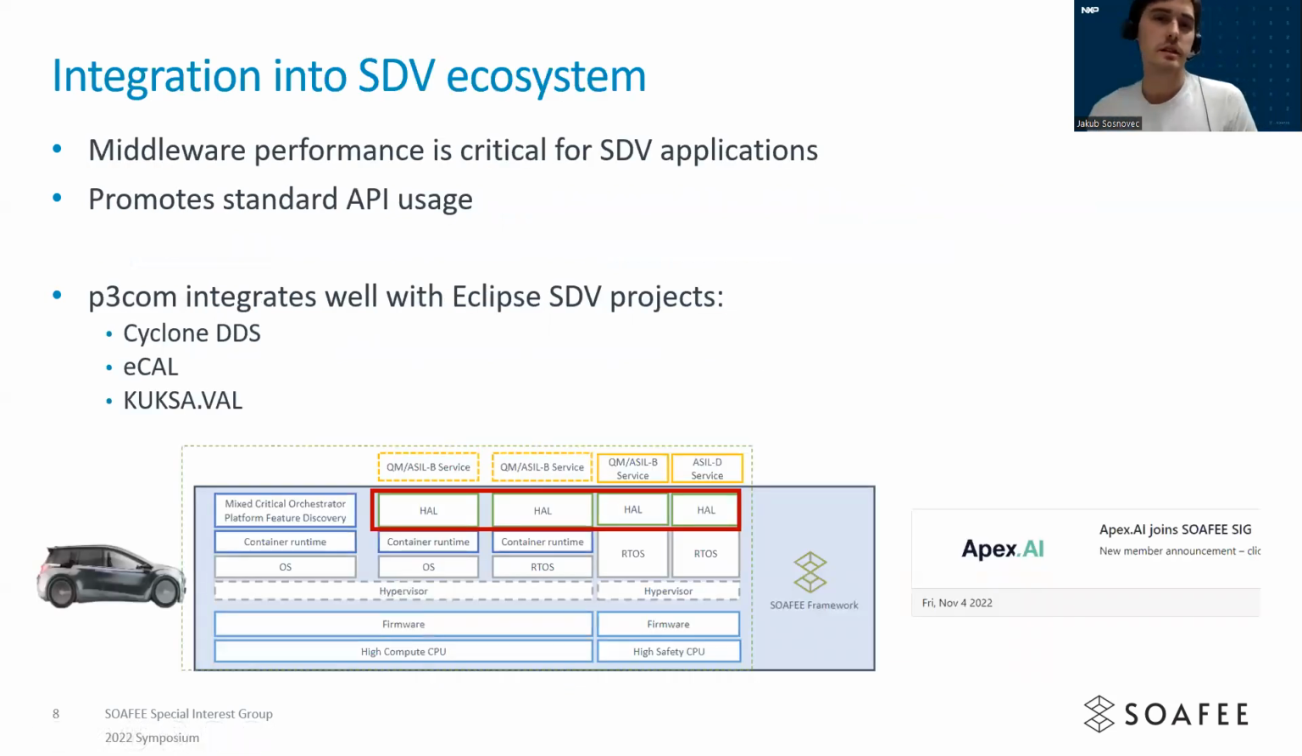Okay, and finally, it's clear that the performance of middleware is very critical for software-defined vehicle applications, while there is a great need for high-level APIs such as ARA::COM, DDS, or ROS2, but also there is the need to take full use of the hardware platforms that the applications are running on. And so we think that this p3com project really makes sense for this need. So it really fits into the edge part of the SOAFEE framework.